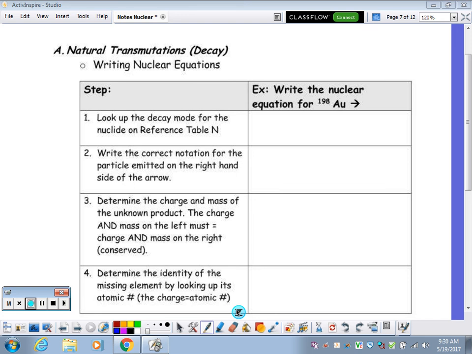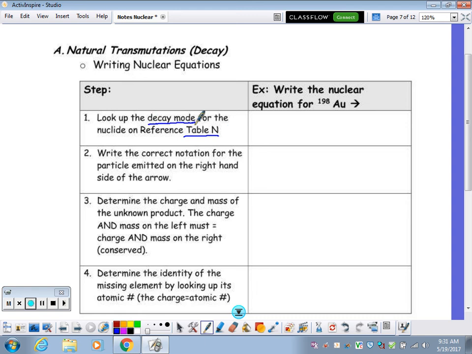Page 6, nuclear notes: how to write a natural transmutation or decay reaction, a nuclear chemical reaction. So here are some steps. First, we're being asked to write the nuclear decay reaction for Au-198, gold 198. The first thing you want to do is go to your Table N and find gold's decay mode.